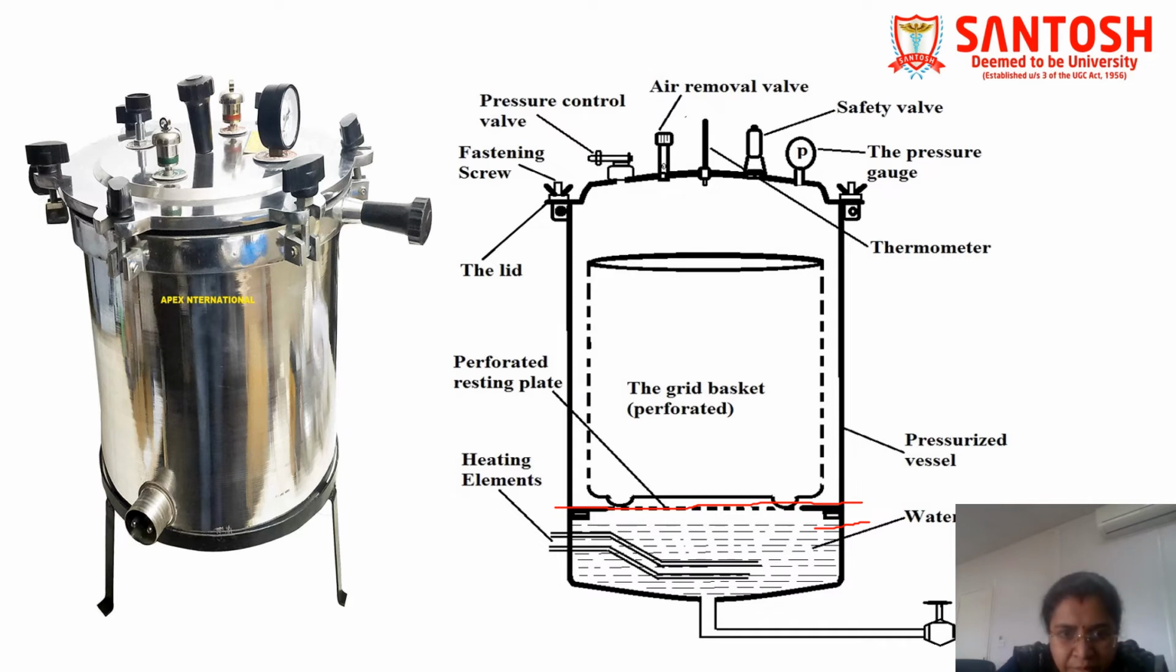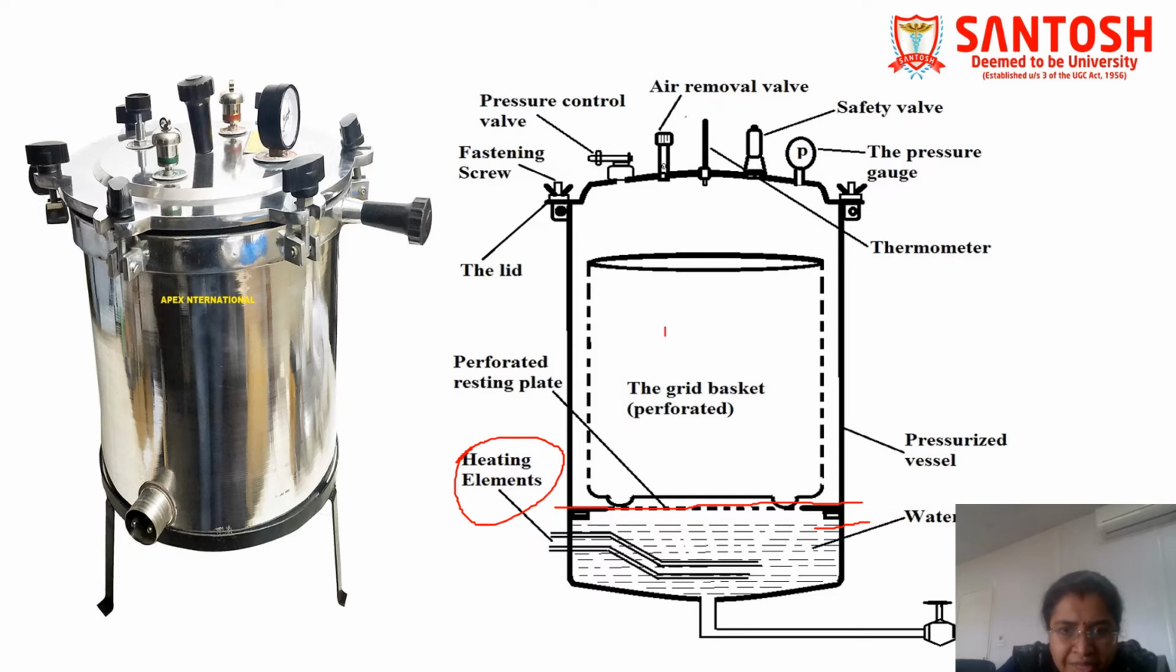Then there is a heating element. The heating element will provide heat to the water and the water will produce steam. Above that there is a basket made of grid that has holes. The grid basket is like a sieve, so it has holes so that steam can easily penetrate. Whatever material we have to sterilize is kept in the grid basket.